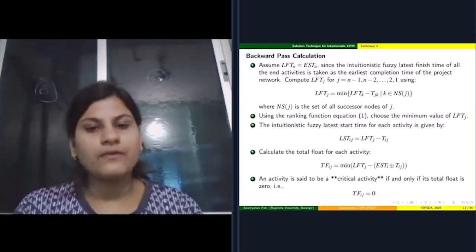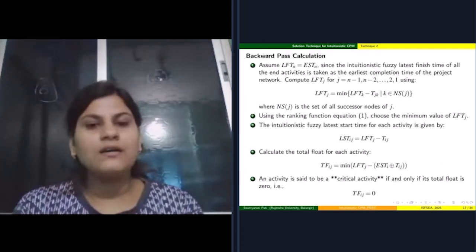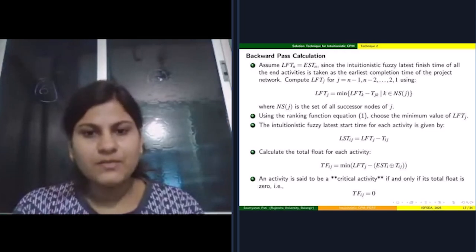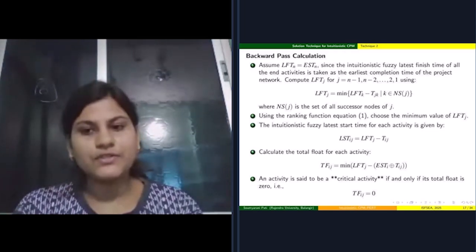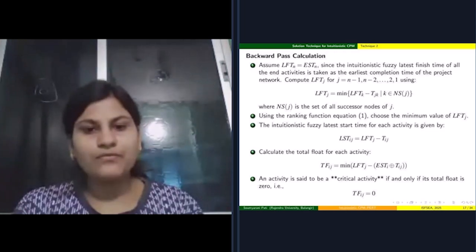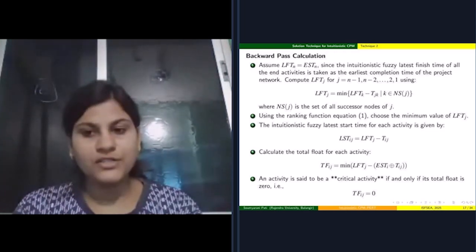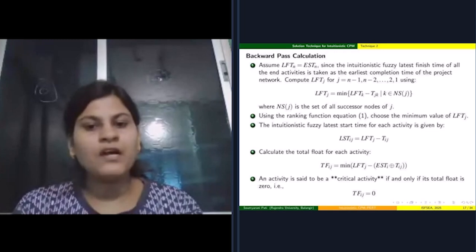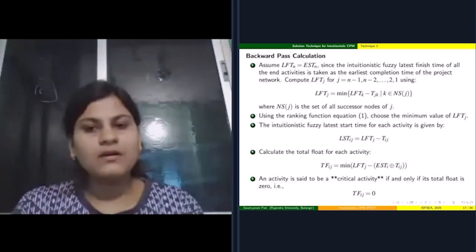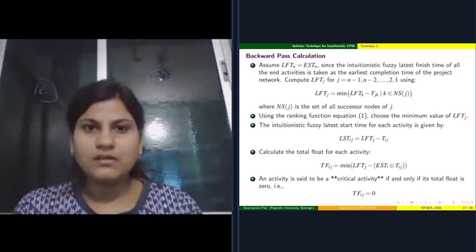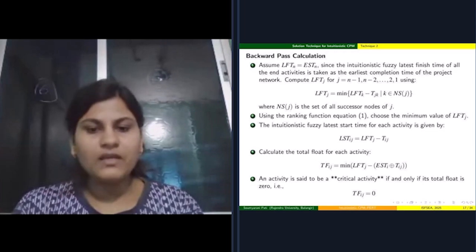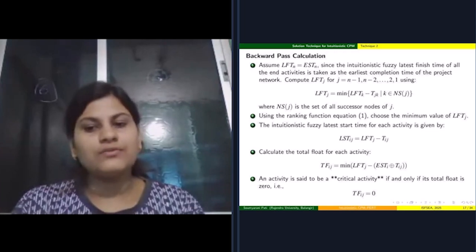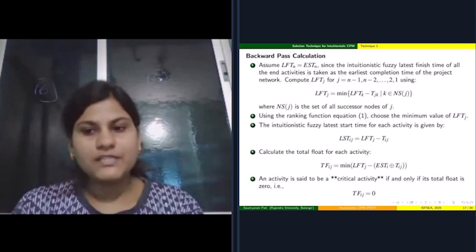For solving the backward pass calculation, assume latest finish time is equal to earliest start time, since the Intuitionistic 4G latest finish time of all the end activities is taken as the earliest completion time of the project network. Compute latest finish time is equal to minimum of latest finish time minus the activity time. Using the ranking function, we choose the minimum value of latest finish time.